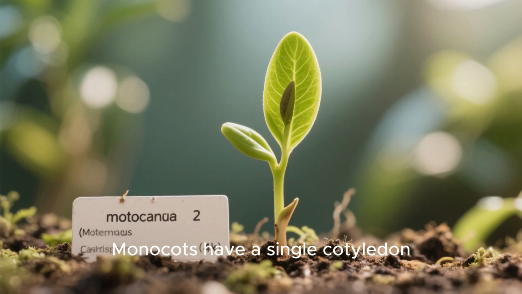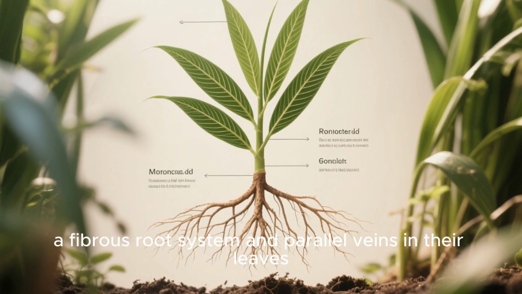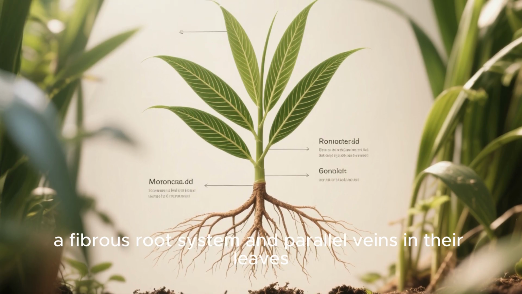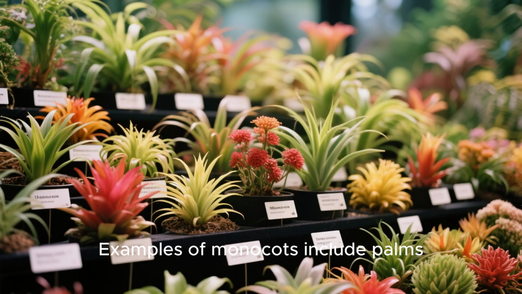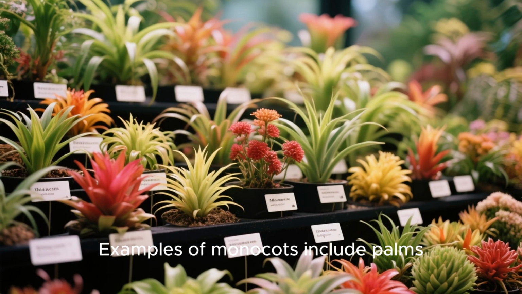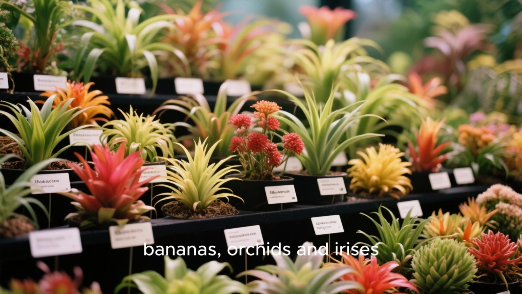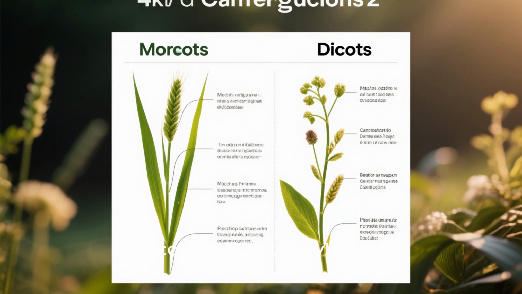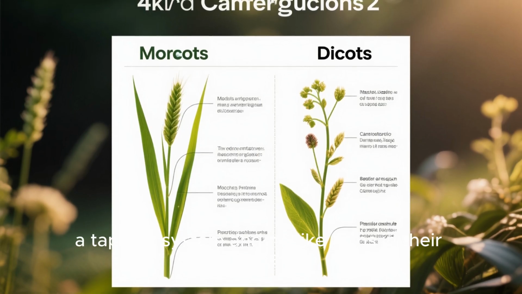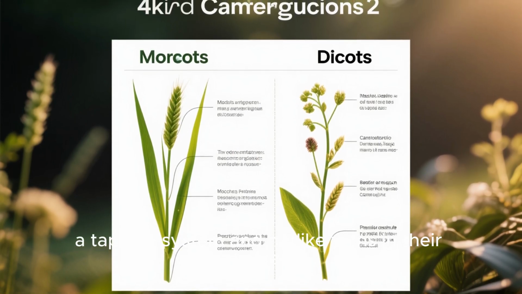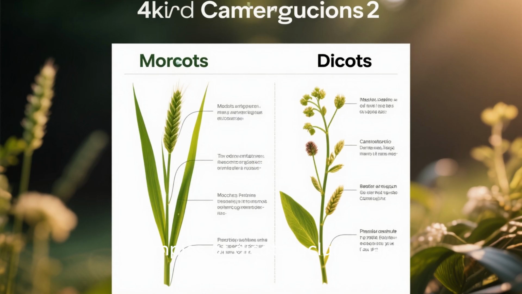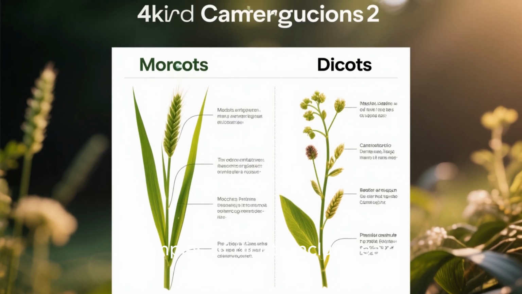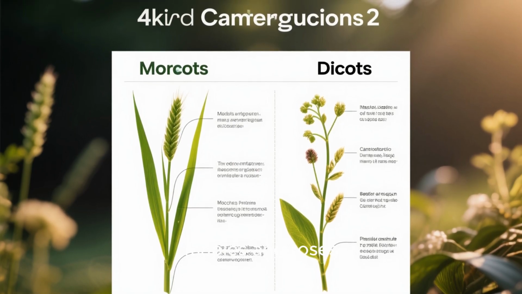Monocots have a single cotyledon, a fibrous root system, and parallel veins in their leaves. Examples of monocots include palms, bananas, orchids, and irises. Dicots have 2 cotyledons, a taproot system, and net-like veins in their leaves. Examples of dicots include oaks, maples, and roses.